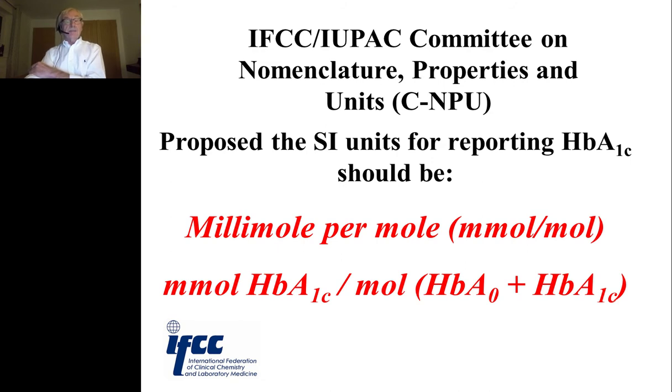Also, under the metrological conditions, we should report in SI units. So the SI unit for hemoglobin A1c is millimole per mole. That is millimole of hemoglobin A1c per mole of hemoglobin A0 plus hemoglobin A1c, the two fractions that you can measure.